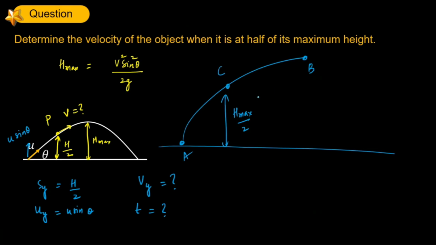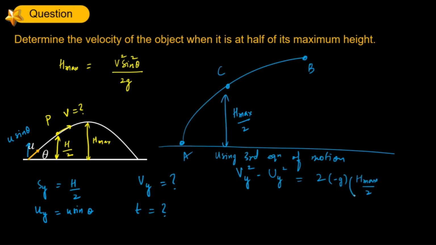So we can use one such equation. First of all, let's see. Vy, using first equation of motion, can be written as Uy plus Ayt. But if we have to find Vy, I can use the third equation of motion directly here. Let's see how. Using third equation of motion, Vy square minus Uy square is going to be twice of A, that is minus G, and displacement. So displacement in vertical axis is going to be h max by 2. It is given in the question.